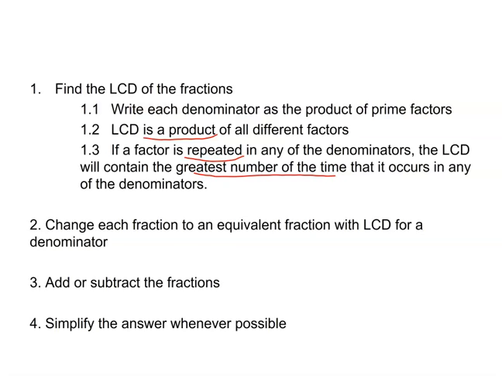That's what happened in our examples. 2 was repeated twice in one of the denominators, so we have to take it twice in our least common denominator. If 3 is repeated twice, then we will have to take 3 twice in the least common denominator. Okay, after we're done with the least common denominator, then we go to step 2 and change each fraction to an equivalent fraction with the least common denominator for a denominator. Step number 3, we add and subtract the fractions as requested. And then at the last step, we need to simplify the answer if we can.